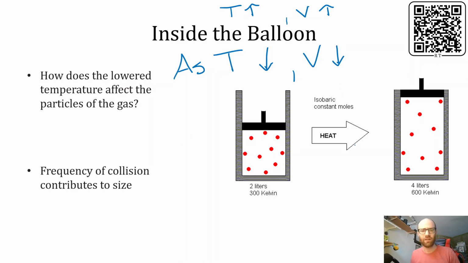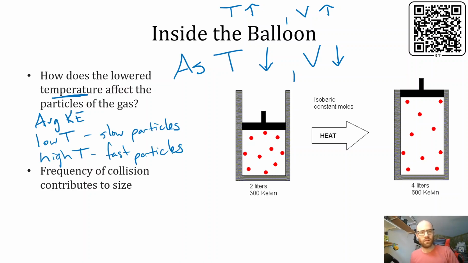And looking at this, this could make sense. How does the lower temperature affect the particles? Well, we know that temperature is average kinetic energy. And so at a low temperature, they move slow. At a high temperature, they move fast. And as long as you have this container that can move, this piston that can move up and down, and you're not adding or removing any pressure, the volume is allowed to change. And so faster particles will take up more space, and slower particles will take up less space. One goes up, the other goes up.